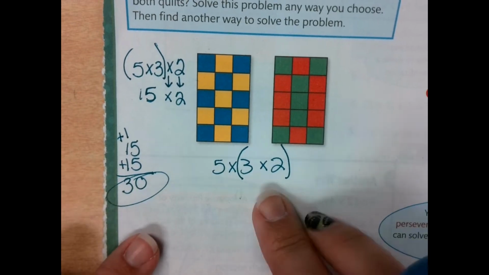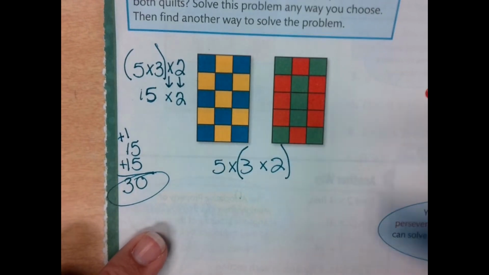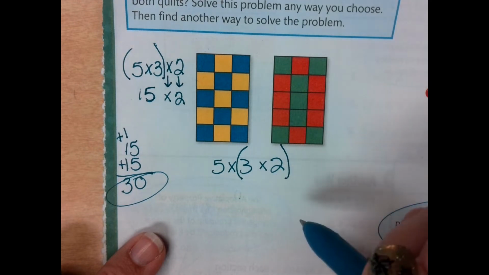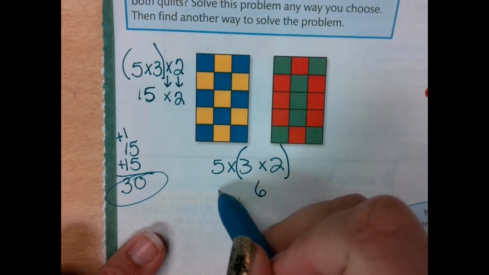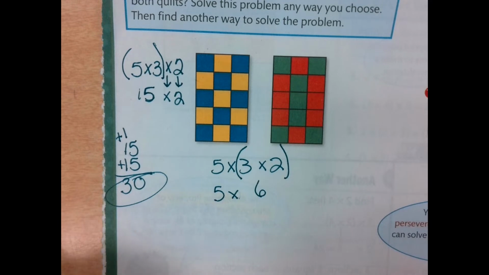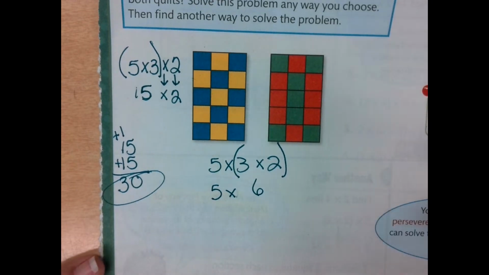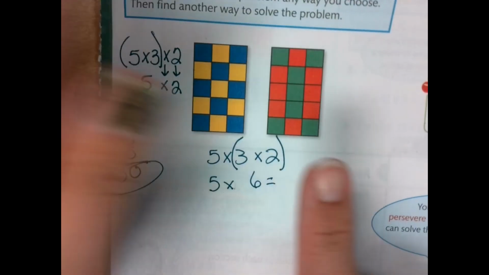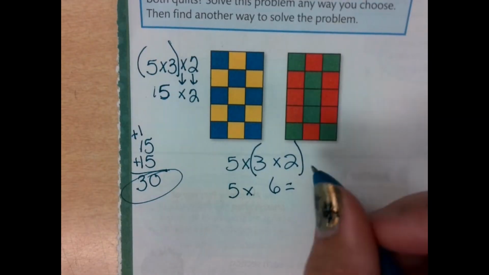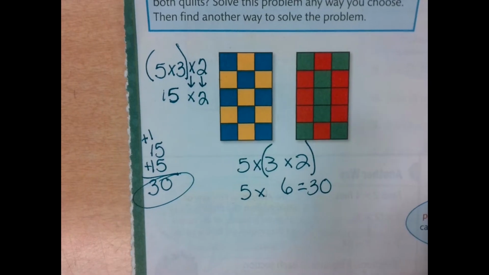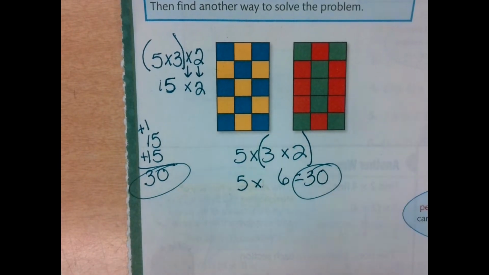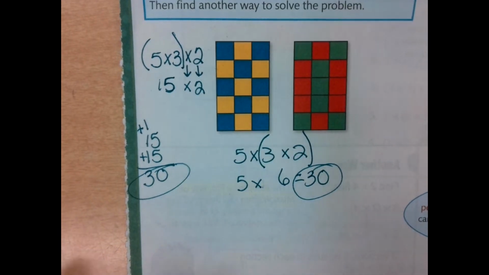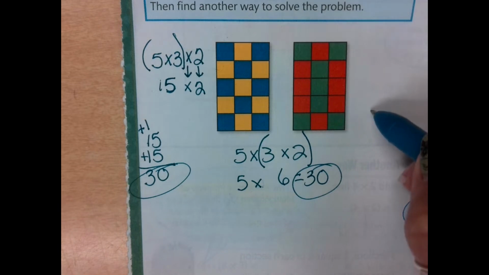If I come over here, though, 3 times 2 is going to give me 6. Bring everything else down. Now I've got 5 times 6. That's close enough. 5, 10, 15, 20, 25, 30. Do I still get 30? And I'll pause it here in just a second, and I promise I'll give you guys a moment to get everything written.